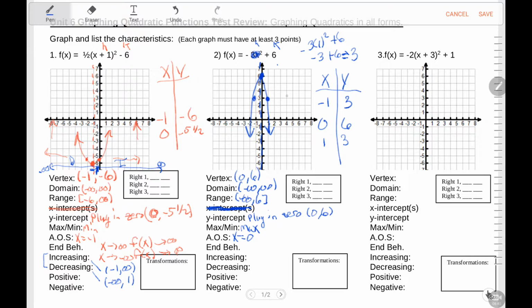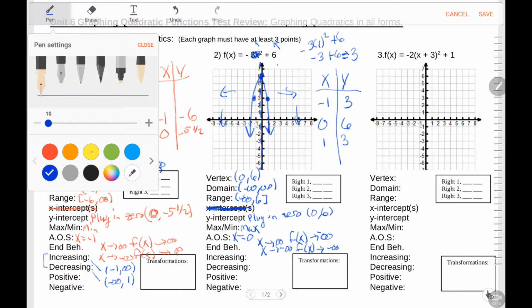In behavior, as it goes to the right, it's going down. As it goes to the left, it's going down. So as x goes to the right, the y values also are going down, -infinity. As x goes to -infinity to the left, the y values also go down. So the nice thing about quadratics is once you know one end behavior, it's the same thing for both sides.